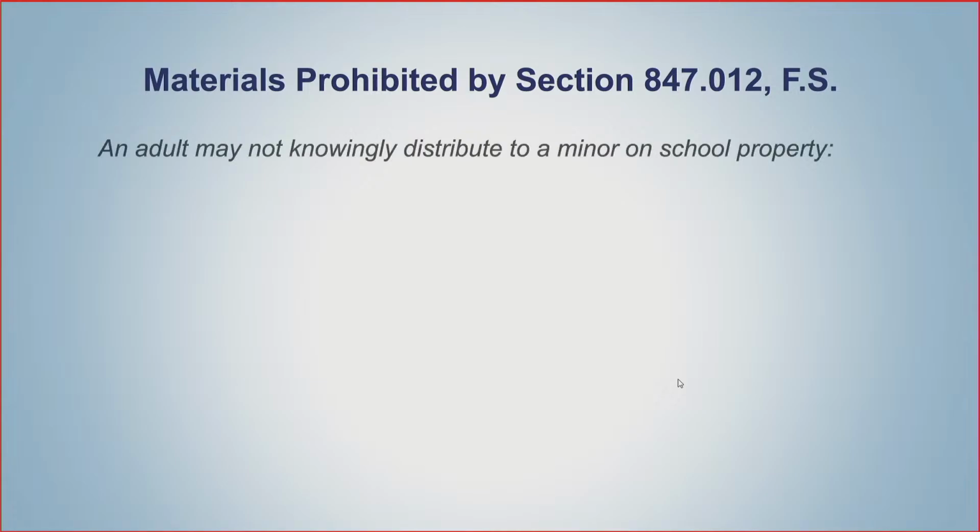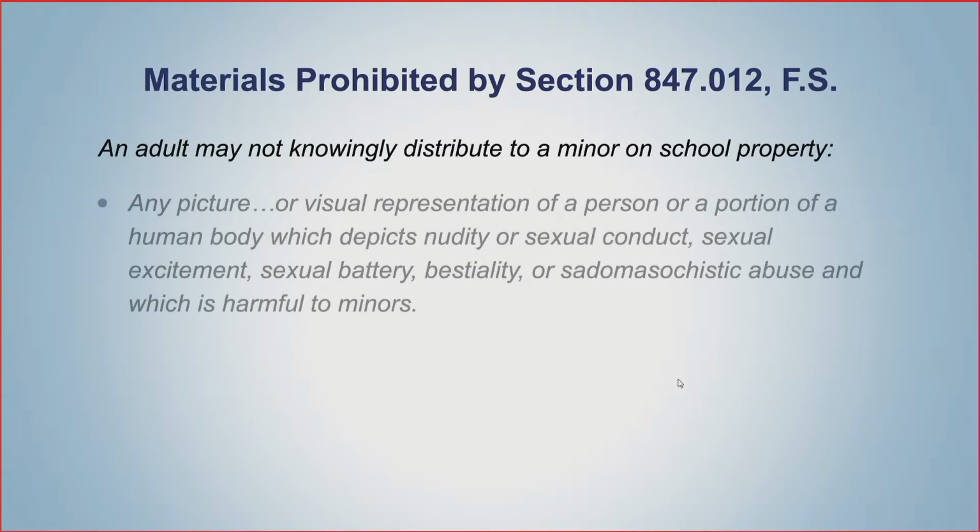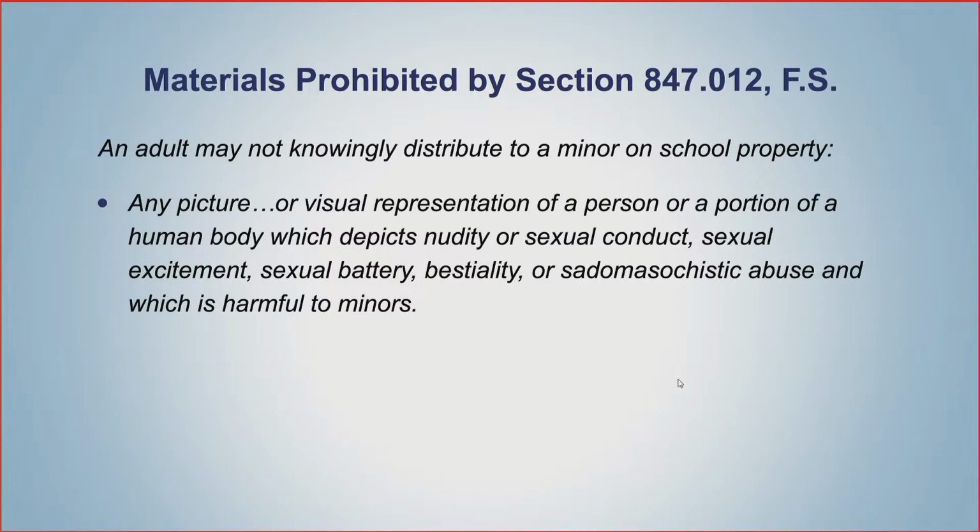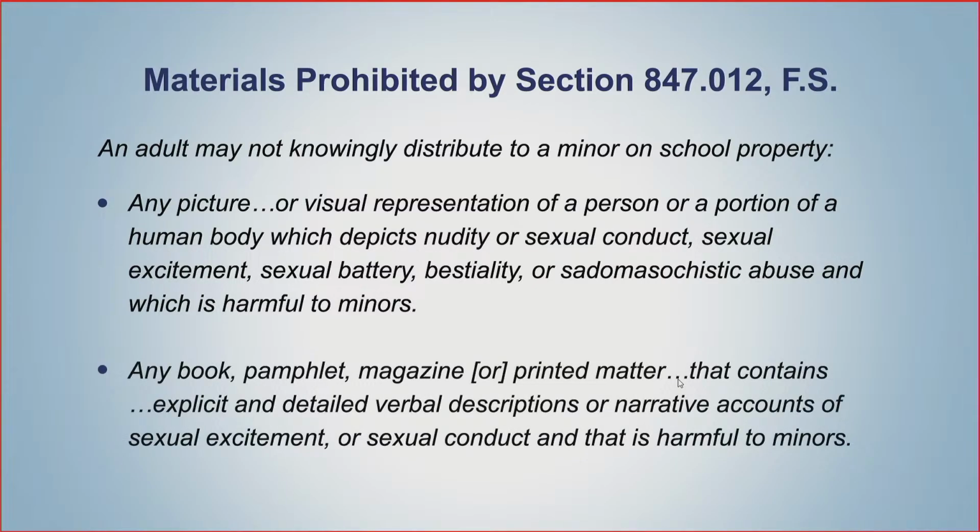Florida Statute 847.012 states, an adult may not knowingly distribute to a minor on school property any picture or visual representation of a person or a portion of a human body which depicts nudity or sexual conduct, sexual excitement, sexual battery, bestiality, or sadomasochistic abuse, and which is harmful to minors. Or any book, pamphlet, magazine, or printed matter that contains explicit and detailed verbal descriptions or narrative accounts of sexual excitement or sexual conduct, and that is harmful to minors.